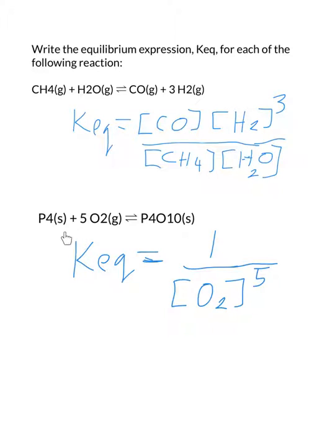However, here in this reaction, we have solids as well as gaseous species. Notice we have white phosphorus reacting with oxygen to form phosphorus pentoxide. The equilibrium expression is going to include the gases or aqueous species if we had them. So we notice we have 1 divided by the concentration of oxygen raised to the power 5. That's because we've got 5 moles of oxygen.